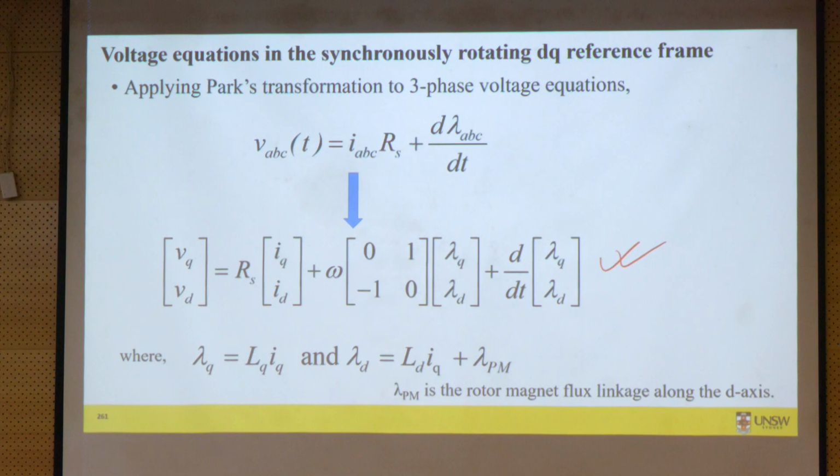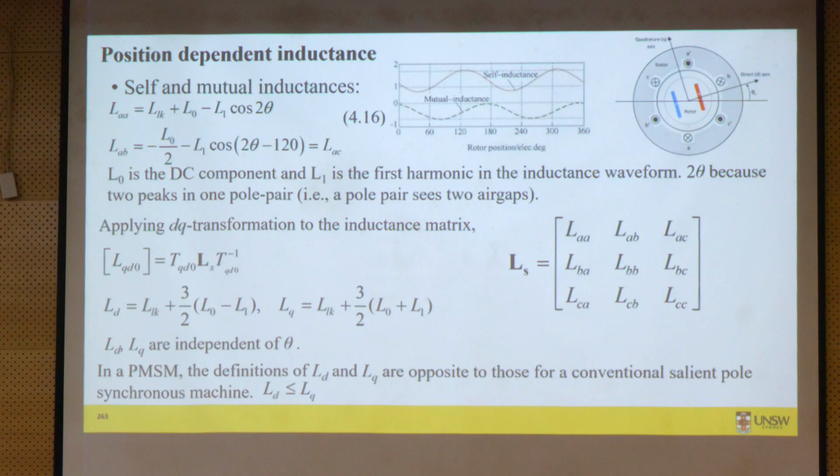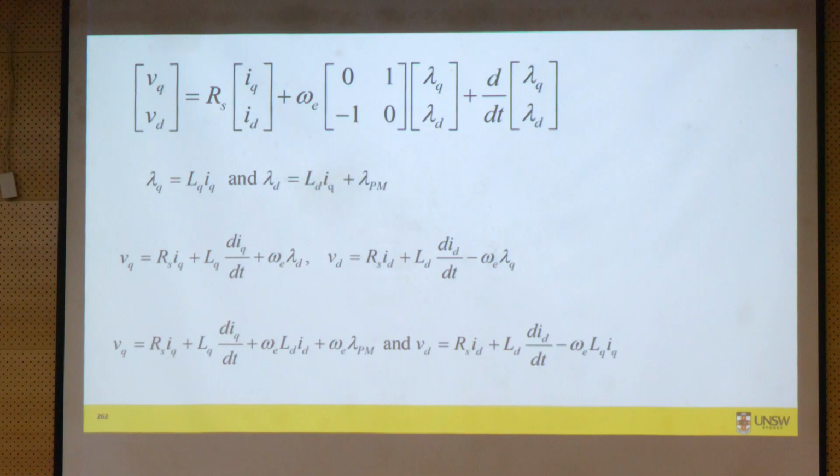Another good thing is that in these equations, the inductance, which was varying with rotor position, when we apply the transformation to the inductance matrix, we get LD and LQ, and this LD and LQ become rotor position independent. They become constant. So that's also the advantage. Now in our voltage equations, this LD and LQ are constant. They are not varying with position anymore. So we now have a set of equations, PD and PQ.